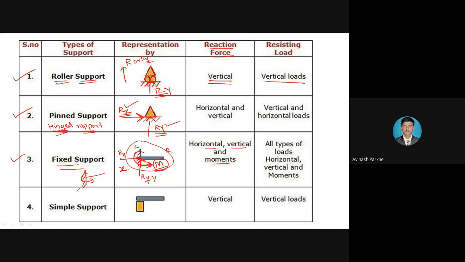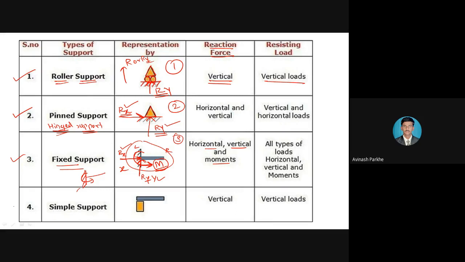Again, understand the basic difference. In roller support, only one reaction is there, which is applied in the y direction. In the pinned support or the hinged support, it has two reactions, that is Rx and Ry. In the third figure, the fixed support, which looks like a cantilever beam, it has three reactions. One is Rx, another is Ry, and the third one is a moment.